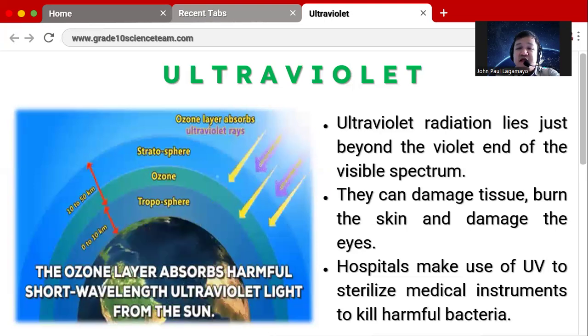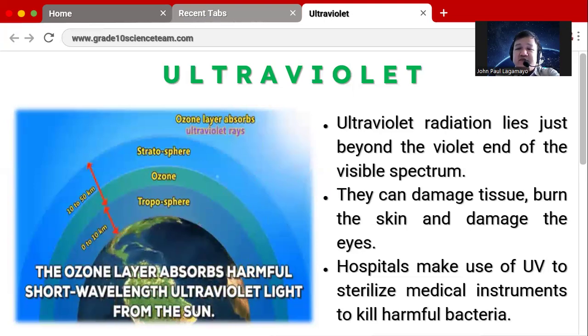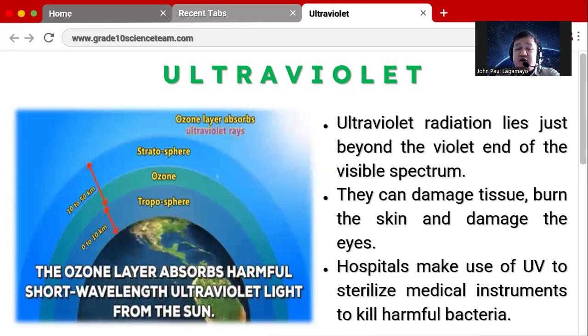Kaya po, mostly yung mga ultraviolet ay nakakapasok po sa ating mundo. Kasi ang ultraviolet can be man-made or natural.